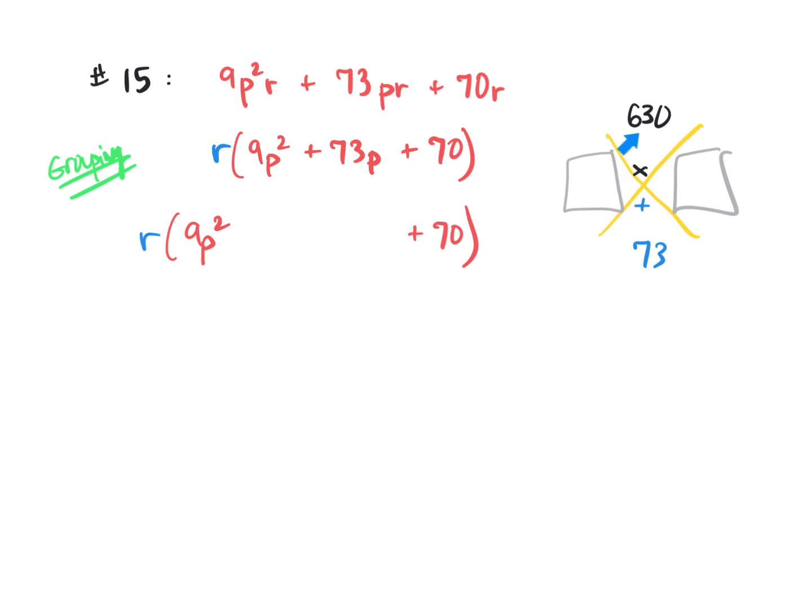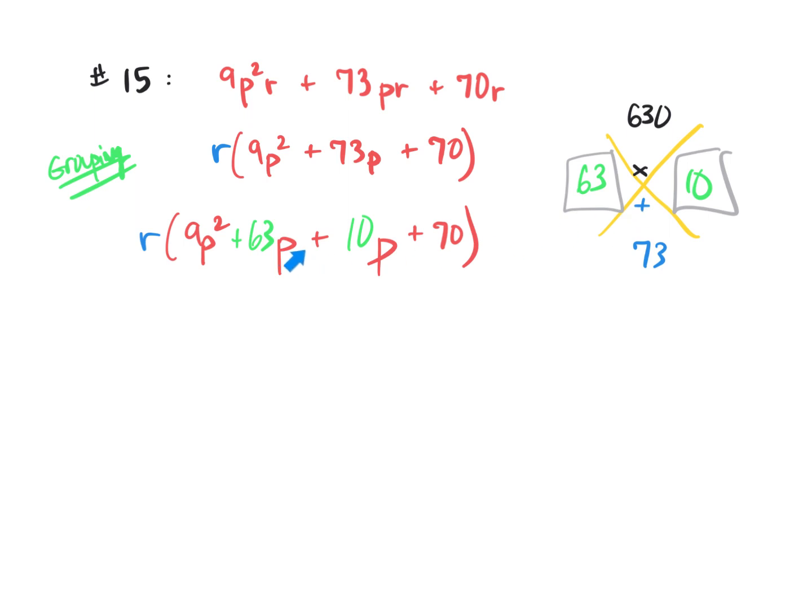This number is big, but it's not too hard to see that the first easy way to factor this, 63 times 10, actually adds up to 73. Do pay attention to the signs as well. So positive 63 times a positive 10 is 630, and 63 plus 10 is 73. So this tells us how to break up the 73 p's.